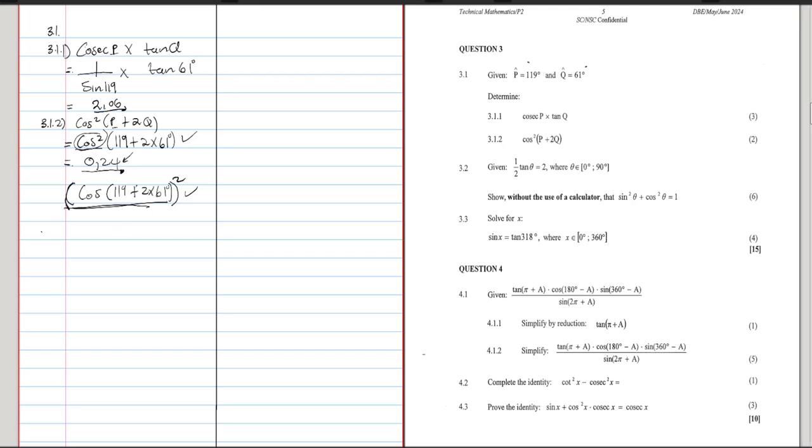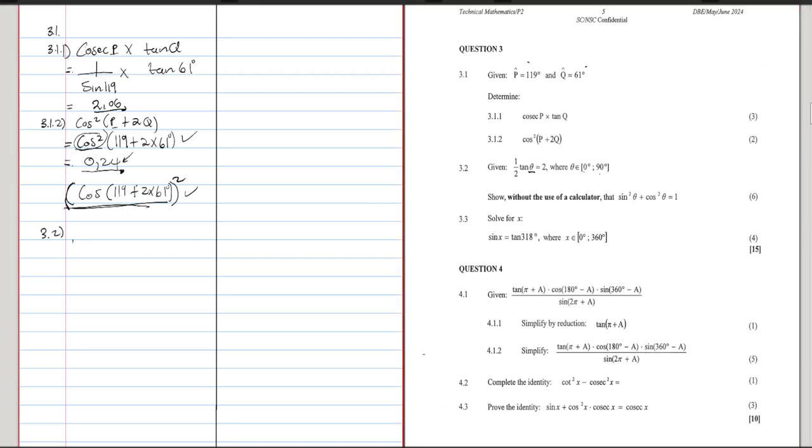All right, then we get 3.2, given where theta, this angle, is between 0 and 90 degrees. All right, show without the use of a calculator that sine squared theta plus cos squared theta is equal to 1. That's a Pythagorean identity, or the square identity for sine and cos. All right, that is true, but we have to show it. Now we can use a diagram for this. Let me show you what I mean by this.